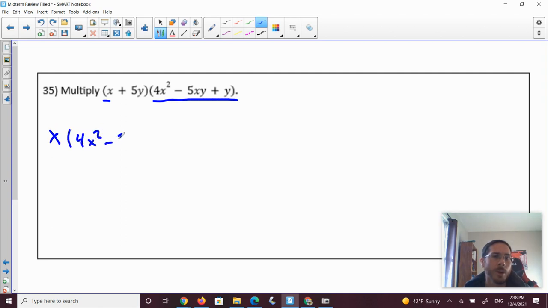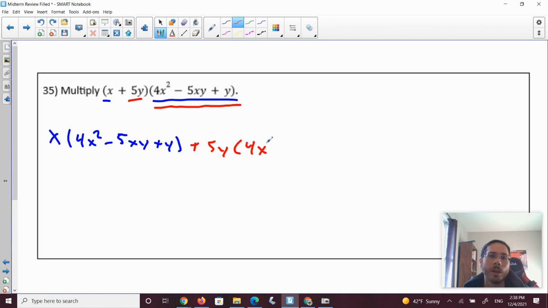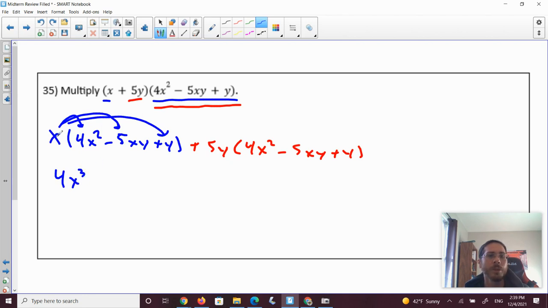X times 4x squared minus 5xy plus y, and then 5y times the whole expression over here. So plus 5y times 4x squared minus 5xy plus y. So those are the times that we did the double distributive property. Again, we had a couple tricks that saved us from doing it the long way. Not so here. We just have to kind of go through with it.